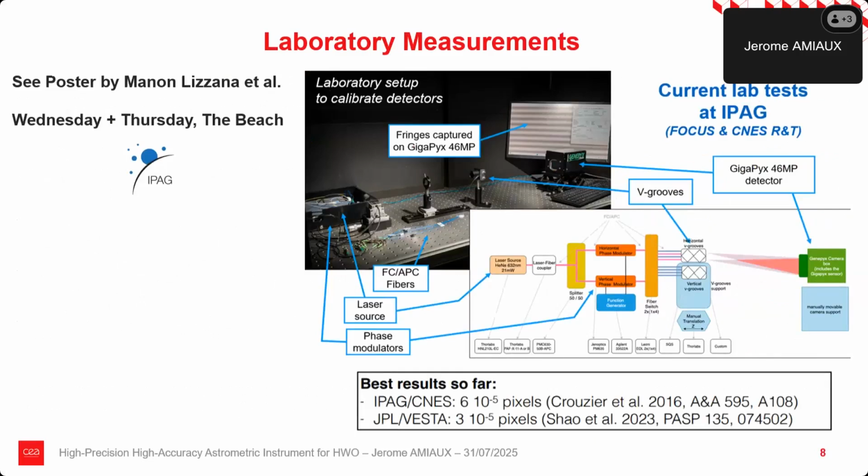So there is already ground demonstration of this technique and this principle. You can see a poster that was presented by Manon Lizana from IPAG, where there are test beds at IPAG currently testing this technique. The performance level at the level of allocation have already been demonstrated on ground. There are 2 papers, one in Europe, one at JPL, which shows that the 5×10^-5 pixels can be reached by this technique. But we carry on upgrading this test in order to apply it to the HWO CMOS matrix that we're going to use.